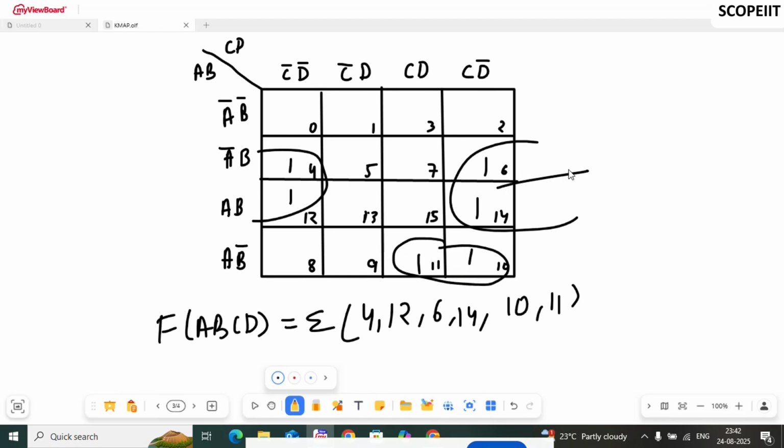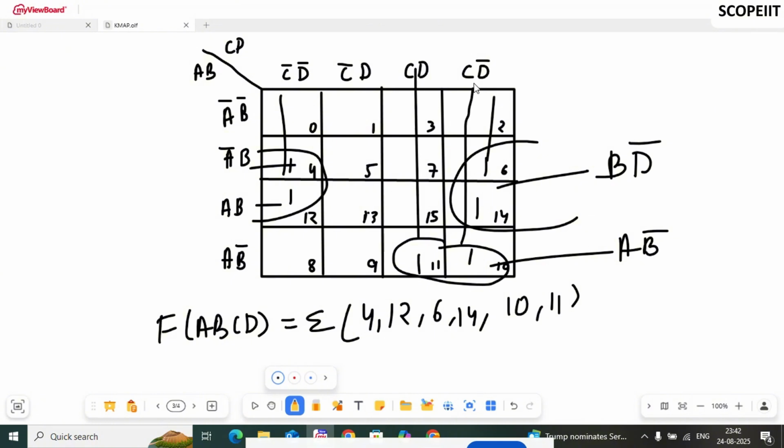Okay, so what's the equation for this one? Take it horizontally. What is common between this and this? B. So it will be B. Take it vertically. What is common between this and this? So it will be your D bar. So it will be B, D bar. Similarly here also, take it horizontally. Now there is nothing common possible, okay, because we have single term. So the equation for this one will be your A, B bar. And if we take it vertically, okay, what is common between this and this? So it will be your C. Okay, so the answer will be your A, B bar, C for this. Understood.